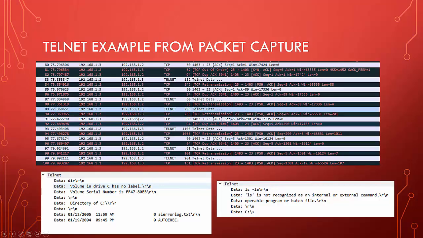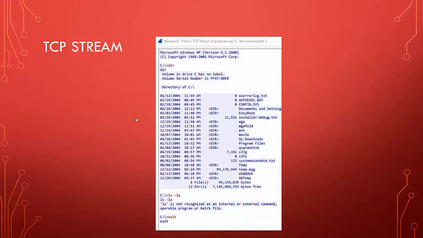With Wireshark, there's a real neat tool. You can do a TCP stream, and it'll pull it all together. In this image, you can see exactly what happened. They changed the directory to C, and they got all the information about what's on the C drive, subfolders, everything. They tried to do an ls -la, and it wasn't a recognized command, so it exited out, and that was it.